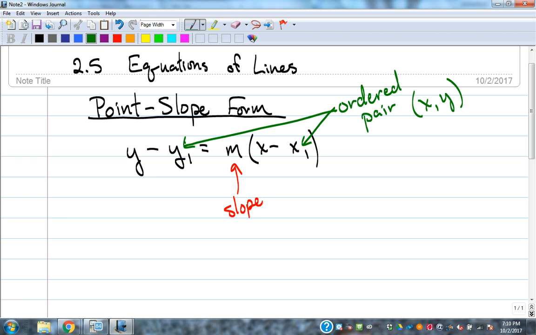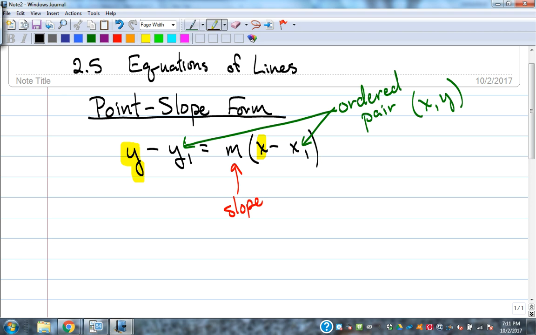So point slope form, this y and this x are always there. They're a y and they're an x. The y1 and the x1 are going to be numbers. We'll do an example in just a second. It makes sense, okay?